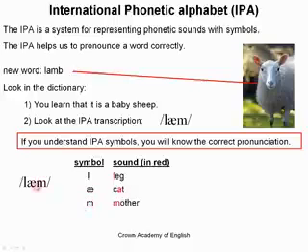And the third symbol is the symbol for M, like mother. So, if we know these symbols, we now know how to pronounce this word. We pronounce it lamb, lamb. So we know that we do not pronounce the last letter B. Okay, so with IPA, we now know that the letter B is silent, and we know how to correctly pronounce the word.